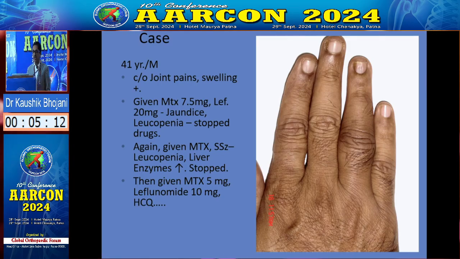But methotrexate 7.5, leflunomide given in combination, patient developed jaundice and leukopenia. Thereafter, patient was given methotrexate plus sulfasalazine together along with hydroxychloroquine, leukopenia, liver enzymes elevated, hence stopped. Then given methotrexate 5 milligram, leflunomide 10 milligram, no washout given. Every time this was changed periodically. And this is how this gentleman was.